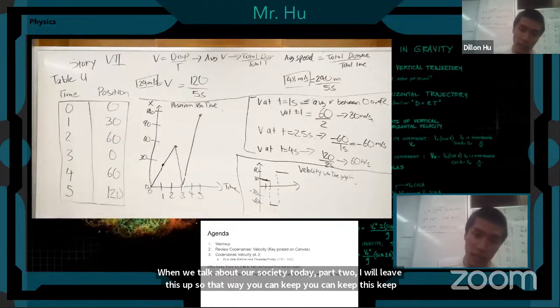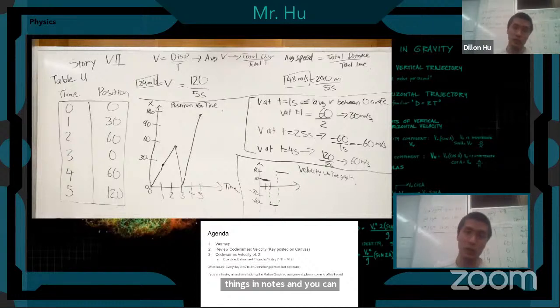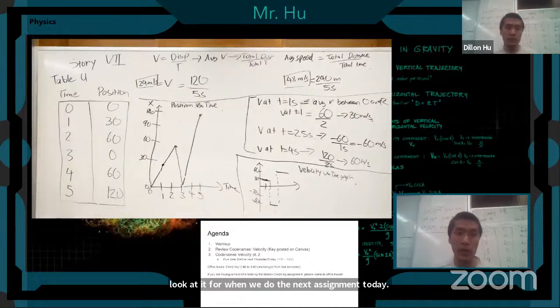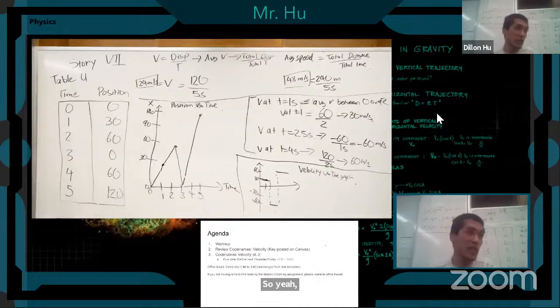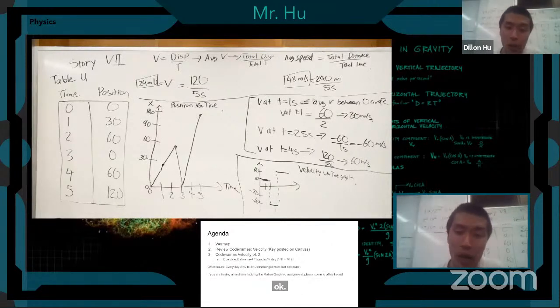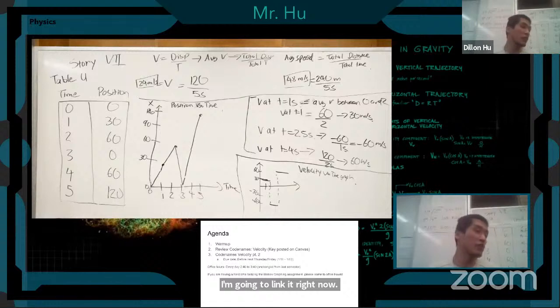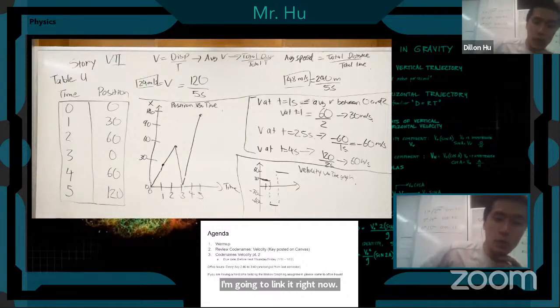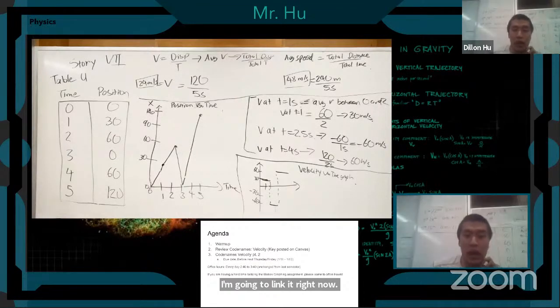So the assignment today is on campus. It's called Codenames Velocity Part 2. I'm going to link it right now. So in this particular assignment, you have one graph that you're going to analyze. You're going to try to figure out what some distances are, some displacements are, some velocities are over some specific intervals as well. And so you're going to be doing something very similar to this, but you're going to be applying it to one specific graph, and you're going to try to use your knowledge to try to figure it out.